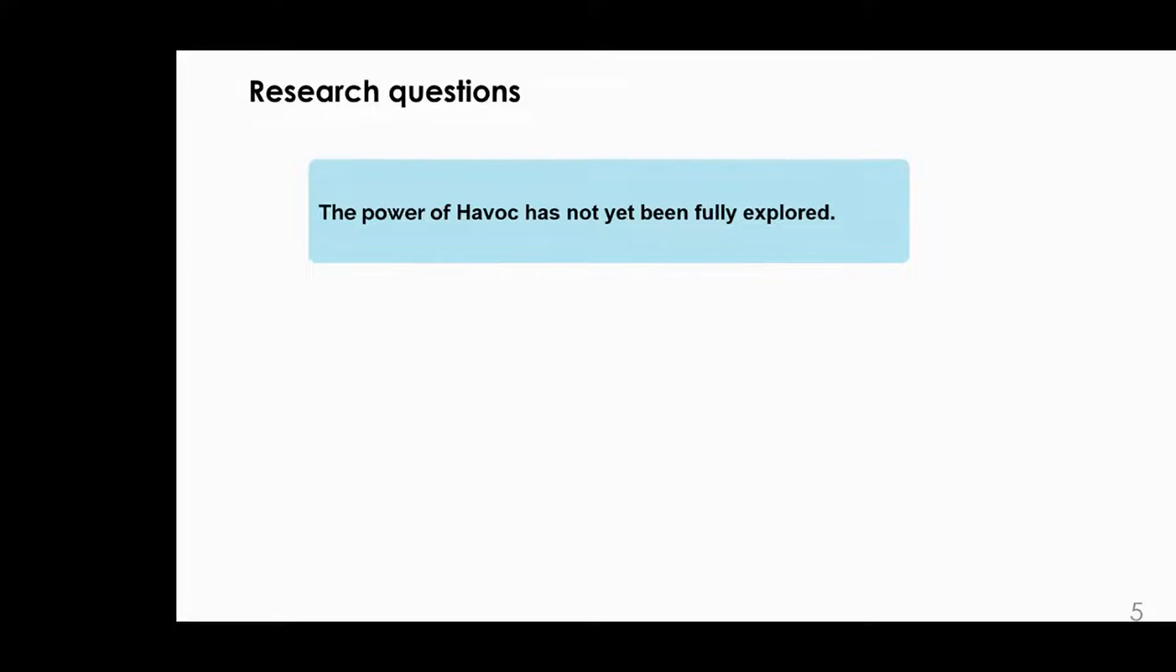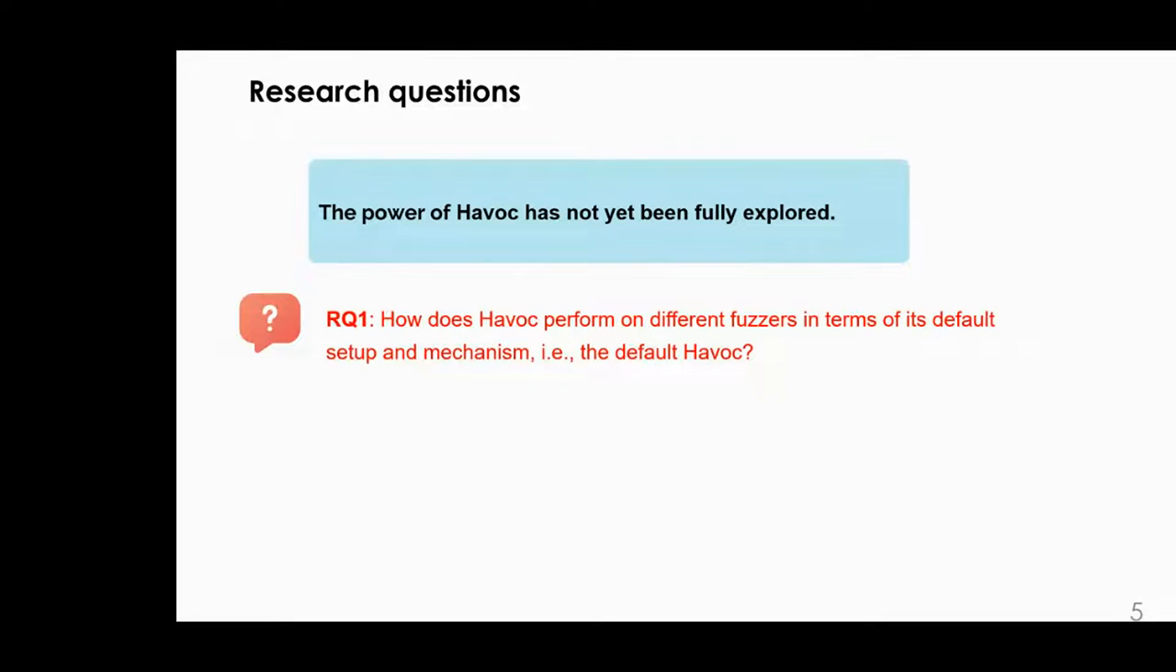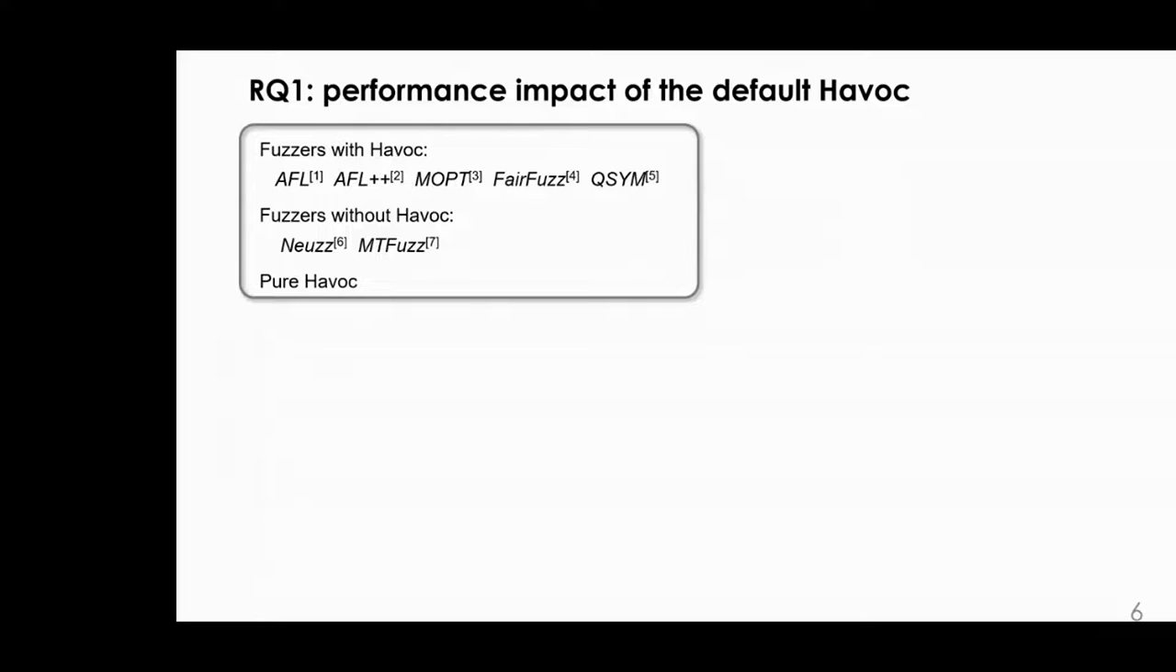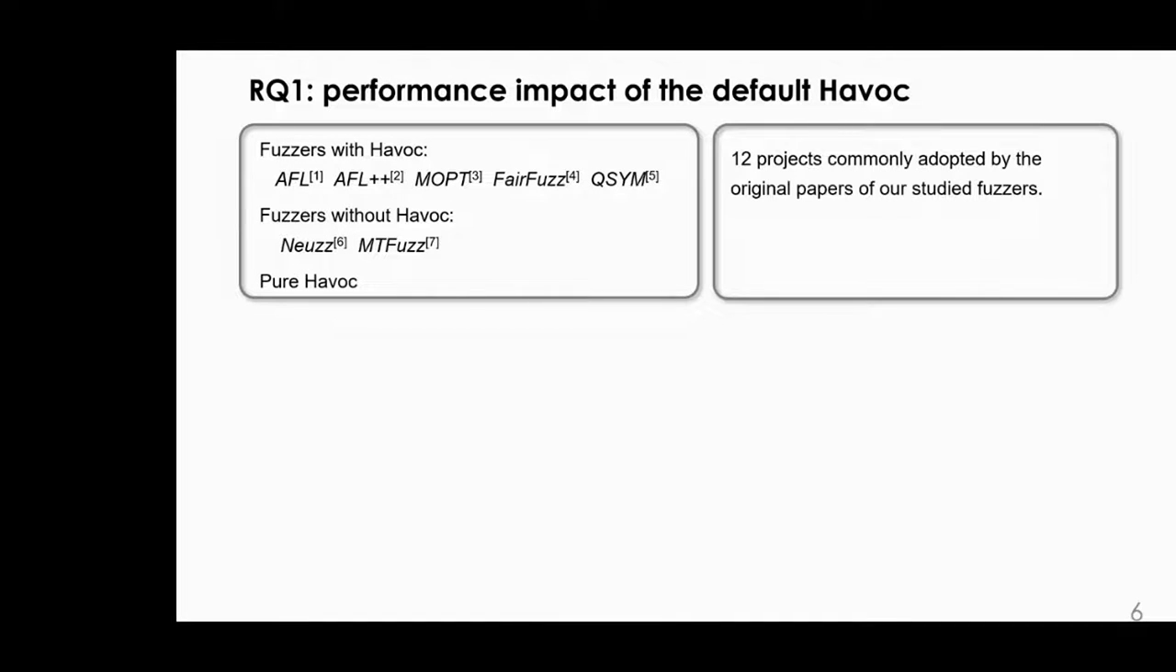The first one is, how does Havoc perform on different fuzzers in terms of its default setup and mechanism? And the second one is, how does Havoc perform on different fuzzers under diverse setups? So we first introduced multiple fuzzers in our evaluation, for example, fuzzers with Havoc and fuzzers without Havoc. We also introduced pure Havoc as an independent fuzzer in the evaluation. And we also apply 12 projects commonly adopted by the original papers of our studied fuzzers.